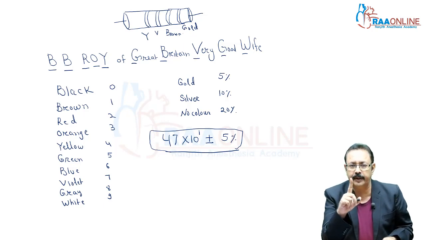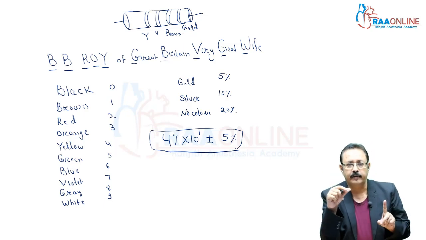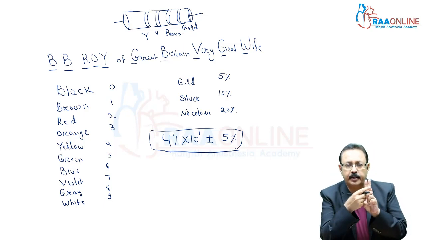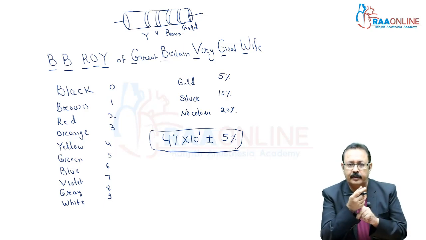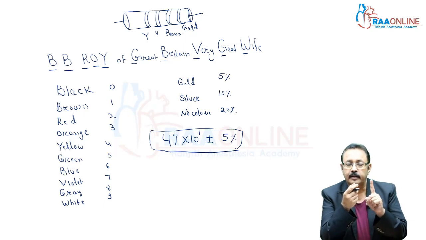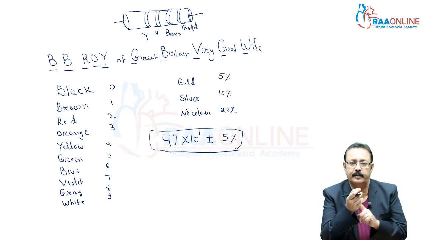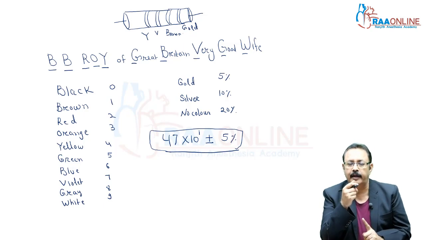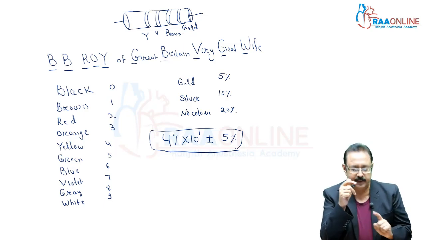B.B. Roy of Great Britain, very good wife. First two colors will give you a 2-digit number. On tens place, you have to write the digit associated with the first color. On unit place, you have to write the digit associated with the second color. Into, third strip's color will give you 10 to the power and fourth strip's color will give you tolerance.